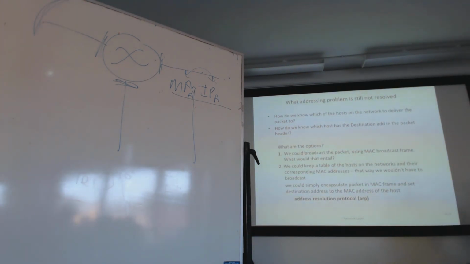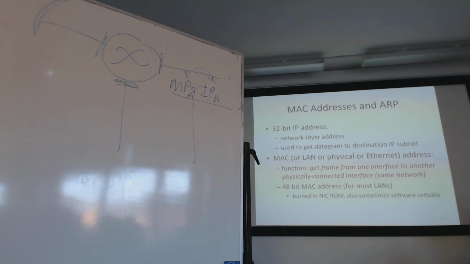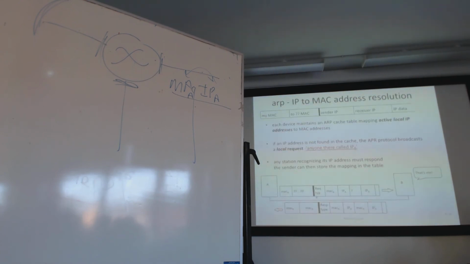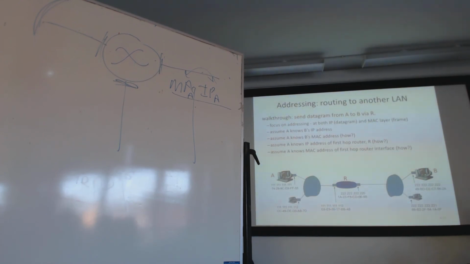So we simply encapsulate the packets in a MAC frame and set the destination address to the MAC address of that host. We already explained the MAC address, I'm not going to do that again. I just want to show you this procedure. So let's look at this topology. Let's walk through exactly what's happening.